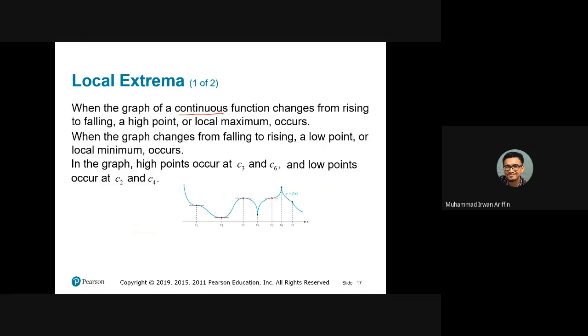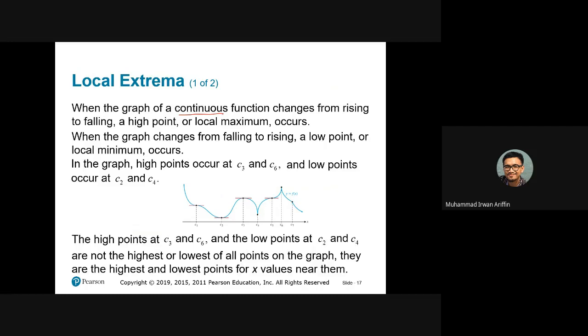What about C5? C5 is not a local extremum because the sign remains. I mean, the graph is still going up. What about C6? It is a local maximum. Okay, what about C7? No, because the graph continues to fall.